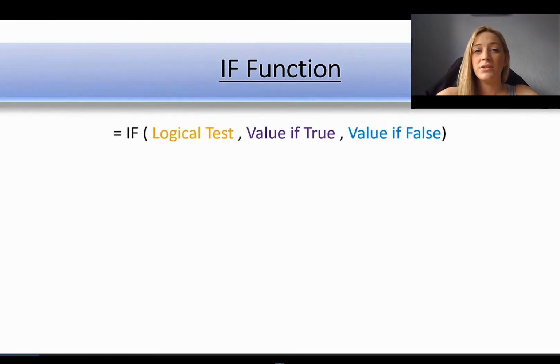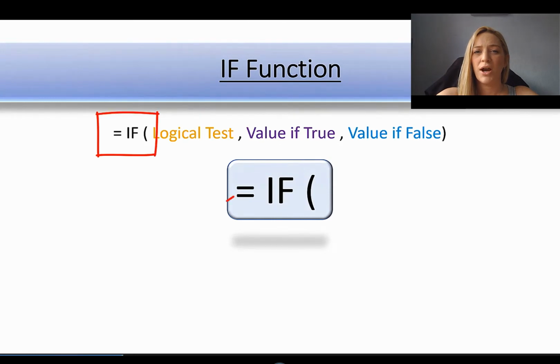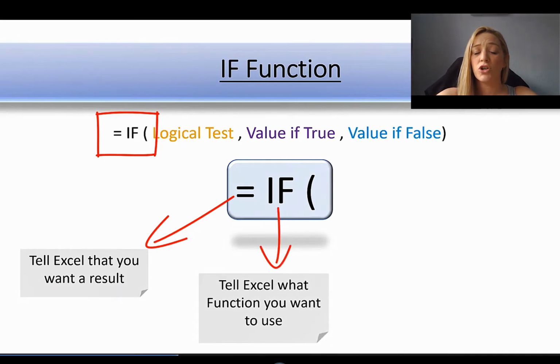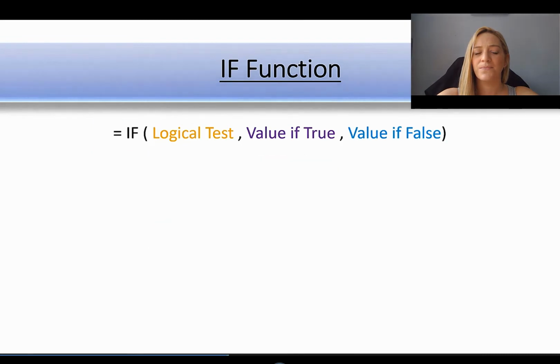We start with equals if, open brackets, then we want the logical test. So what are we going to test? Comma, the value if true, comma, the value if false. So we start with equals if, open brackets. The equals will tell Excel that we want a result. The if is telling Excel which function we want to use, so in this specific instance, it's the if function. We then have the open brackets, which is telling Excel that we want to start the function. So this is the beginning of the if function. It's equals, if, and open brackets.